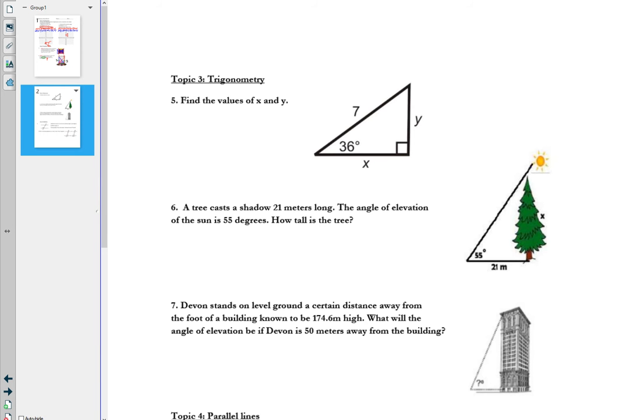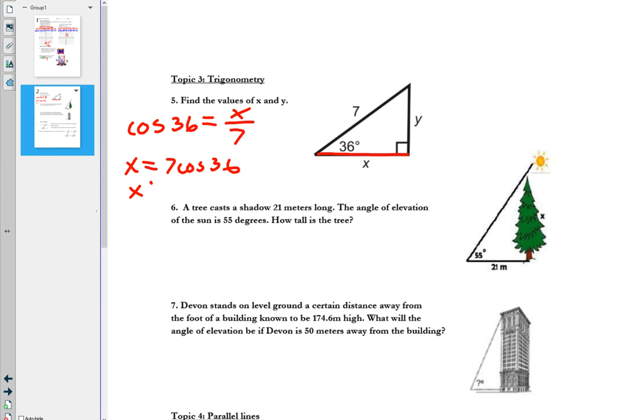We just finished covering trig. Find the values of x and y. All right. Let's do x first. What can we use to find x? Cosine, sure, because x is the leg that is adjacent to the 36. So I would say cosine of 36 is equal to the adjacent, which is x, over the hypotenuse, which is 7. When you're looking for the side on the top, you multiply, good. X is equal to 7 cosine 36.